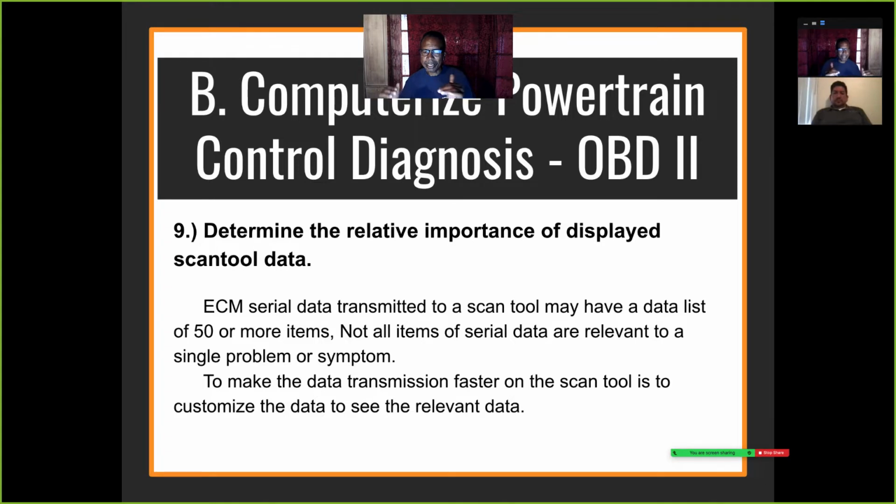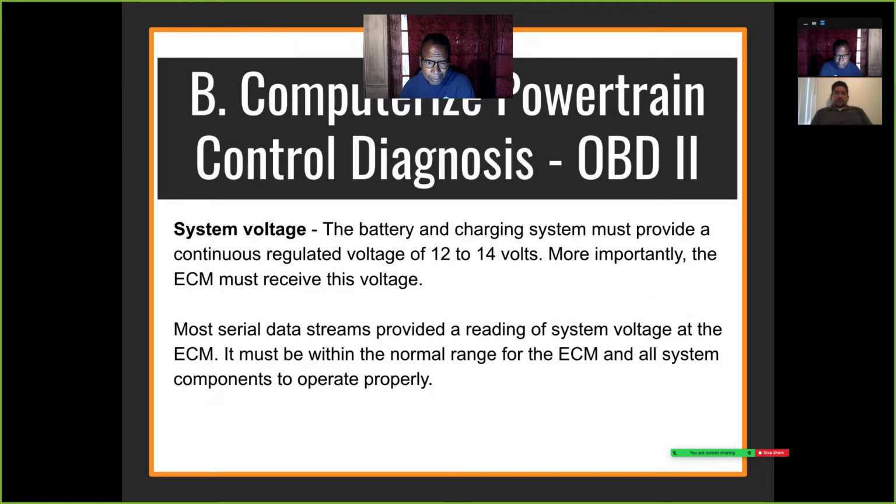On the scan data on the ASE test, not all items on serial data are relevant. Right? To make the data transmission faster, all you've got to do is customize the scan tool. I recommend that to everybody in class.